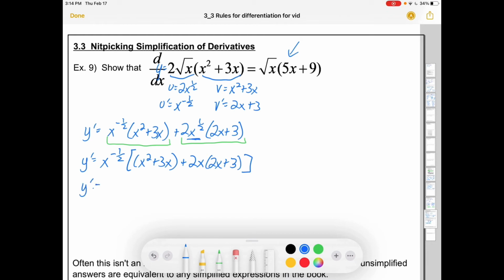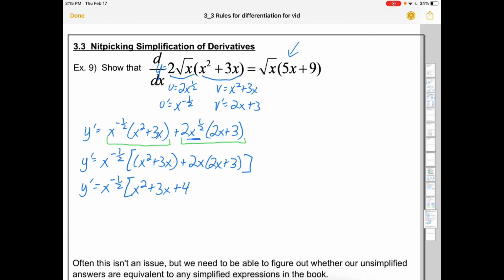And from here, I can just kind of plug and chug. X to the negative a half. Then I'll have x squared plus 3x plus 4x squared plus 6x. Now, some people might have early on recognized a different common factor or yet another one. That's fine. I think this is going to get us there, though. So we have, in brackets, 5x squared plus 9x. Things are looking somewhat close here.